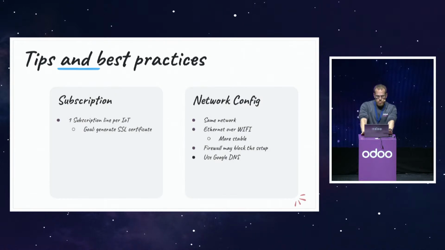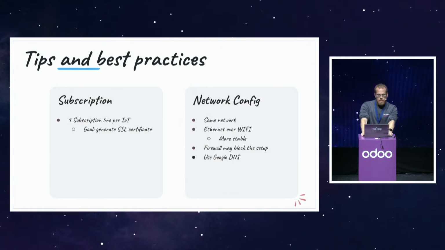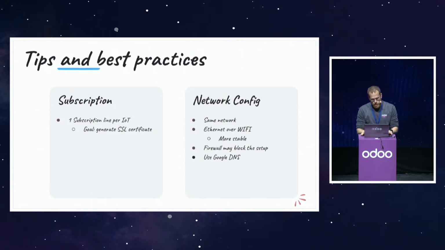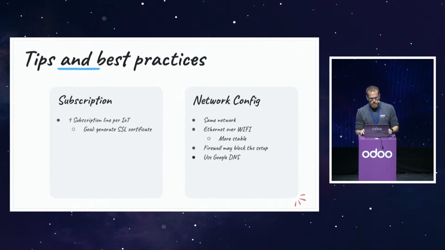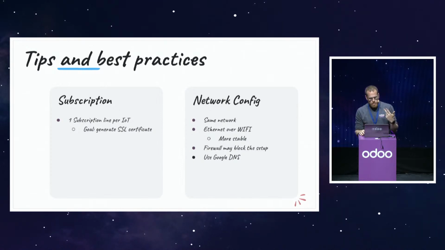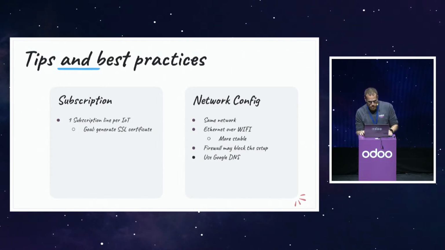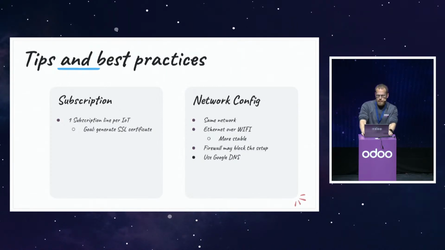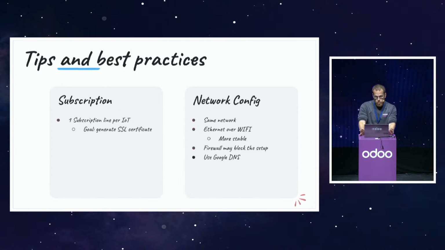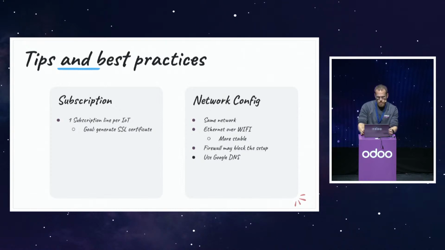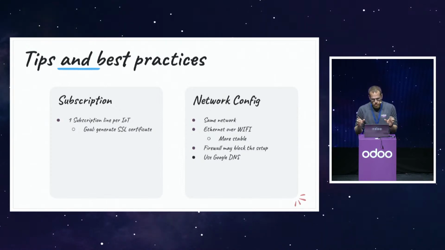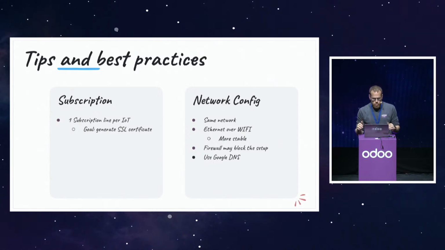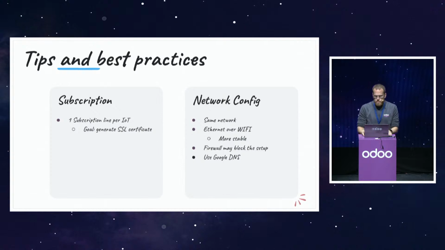So now let's come to some tips on best practice. Before you plug the IoT, make sure that you have 1 subscription line per IoT. So if you have 3 IoTs, you need 3 subscription lines. Why? Because it will generate an SSL certificate. What's an SSL certificate? It's something that will allow you to make sure that the connection between your IoT and your client is secure. If you don't have this, you won't be able to contact your device from Odoo.